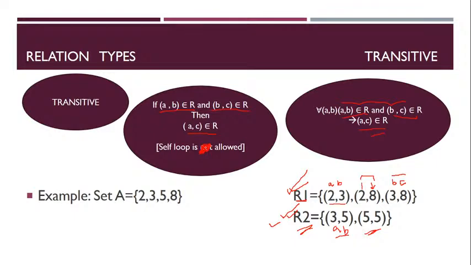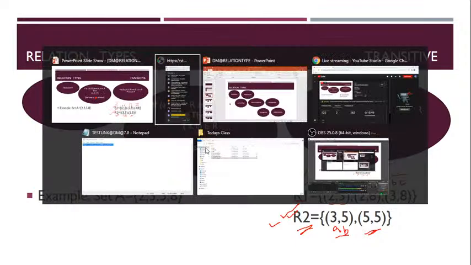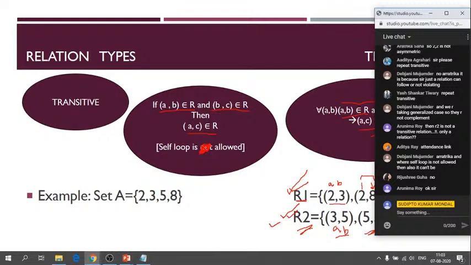That means, just like antisymmetric, you can remember: a self loop is allowed, and if a self loop is not there, that is also allowed. Fine. So this way, any more doubt?